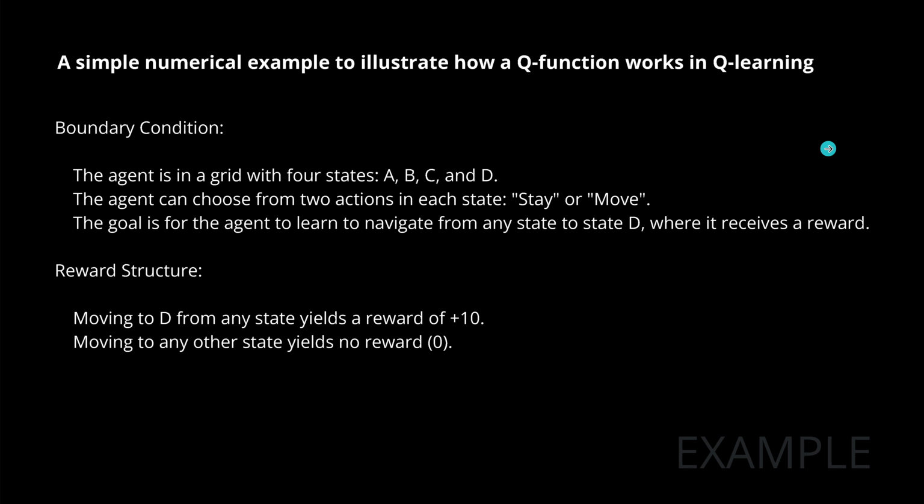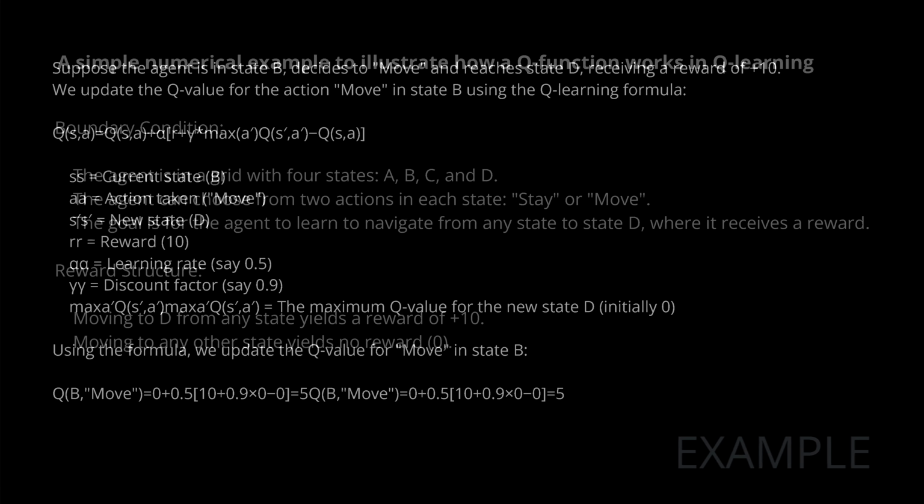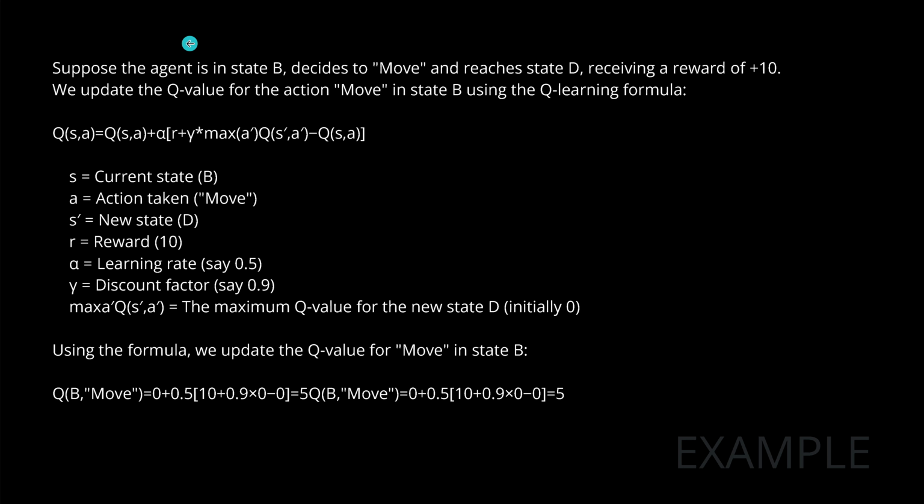Now, let's see if we integrate this in our Q-learning procedure. Suppose the agent is in state B, he decides to move and reach a state D, to receive a reward of plus 10 points. We update the Q value for the action move in the state B using our Q-learning formula. You have it. These are the current state, the action taken, the new state, the reward function, the learning rate, the discount factor. And this is it, beautifully.